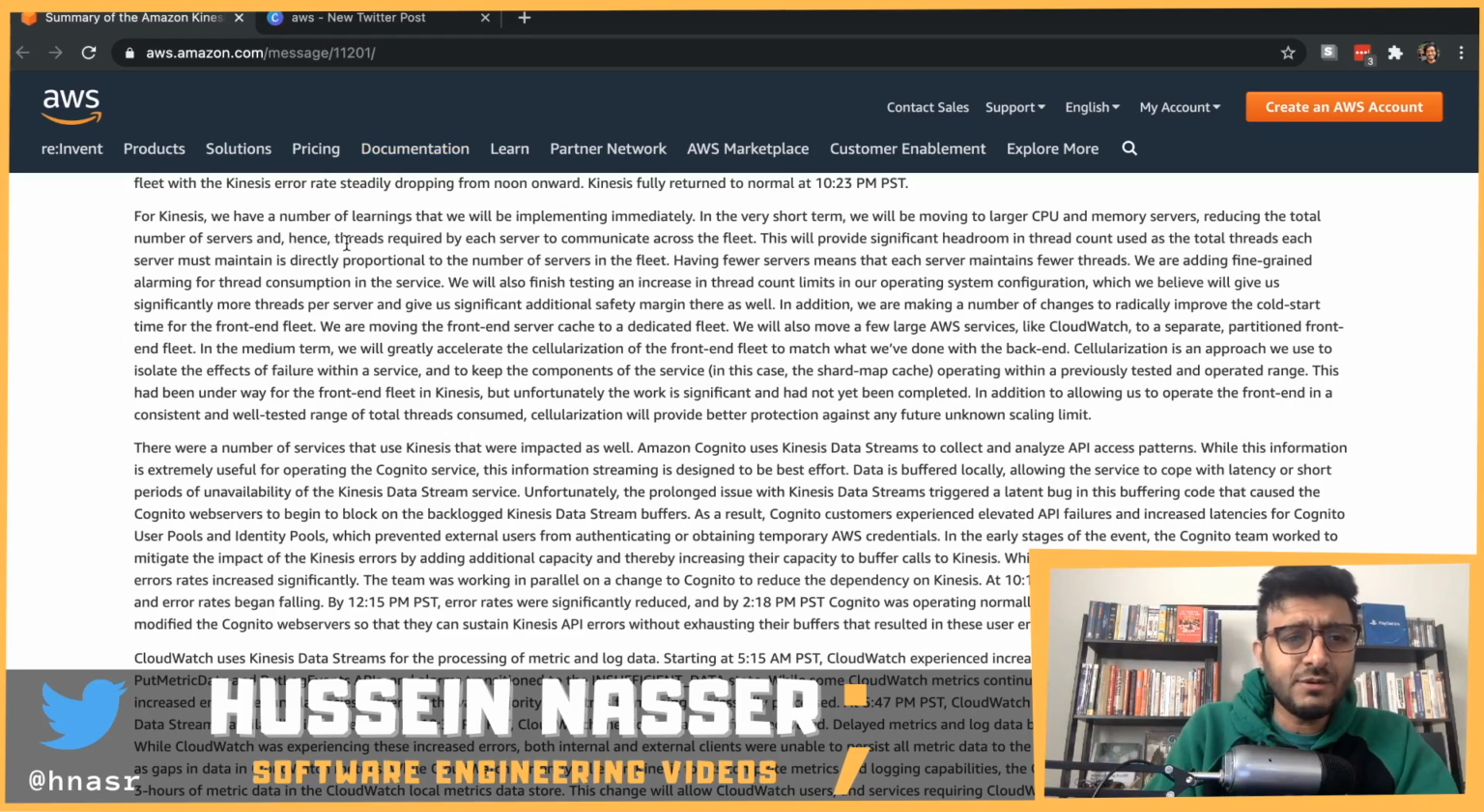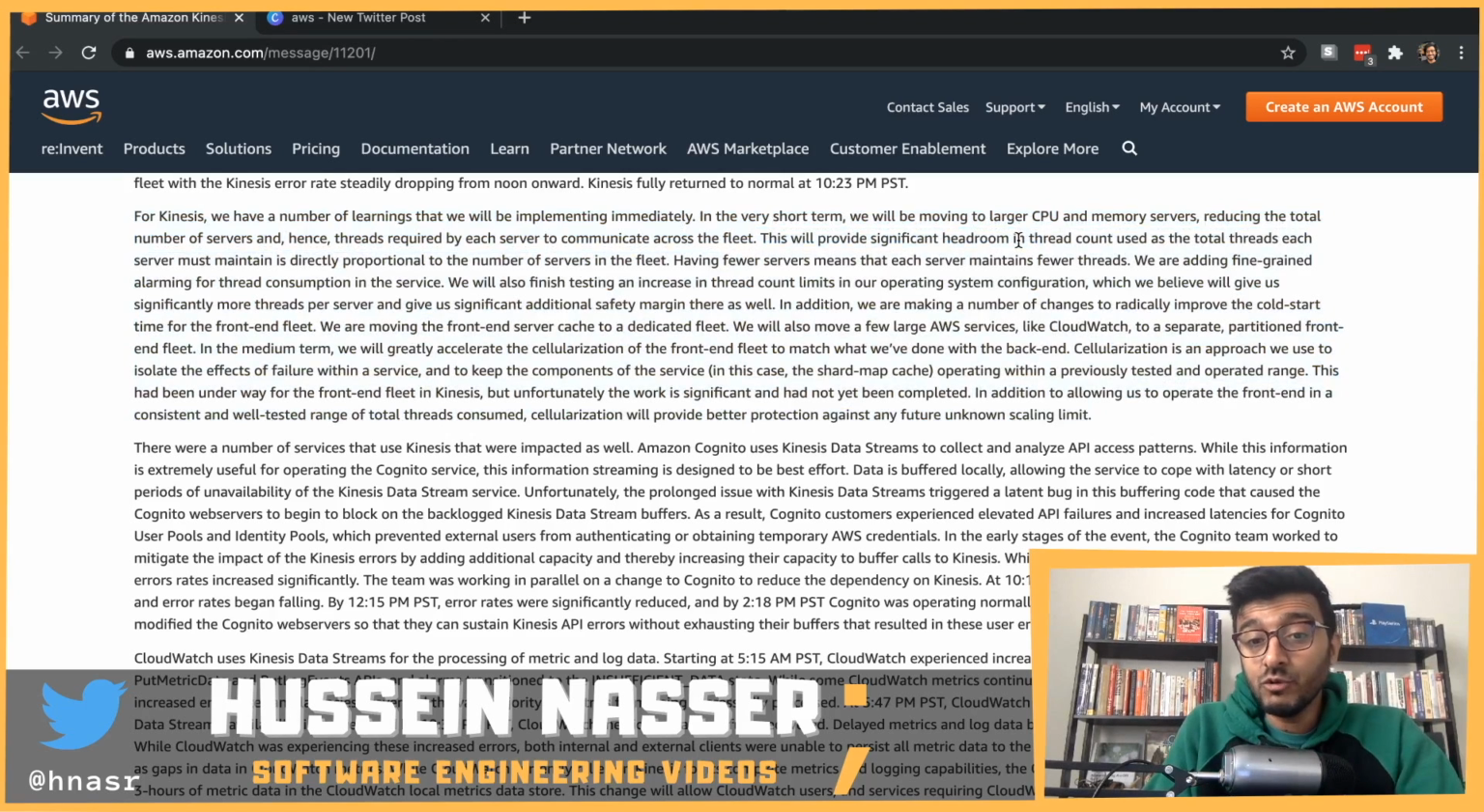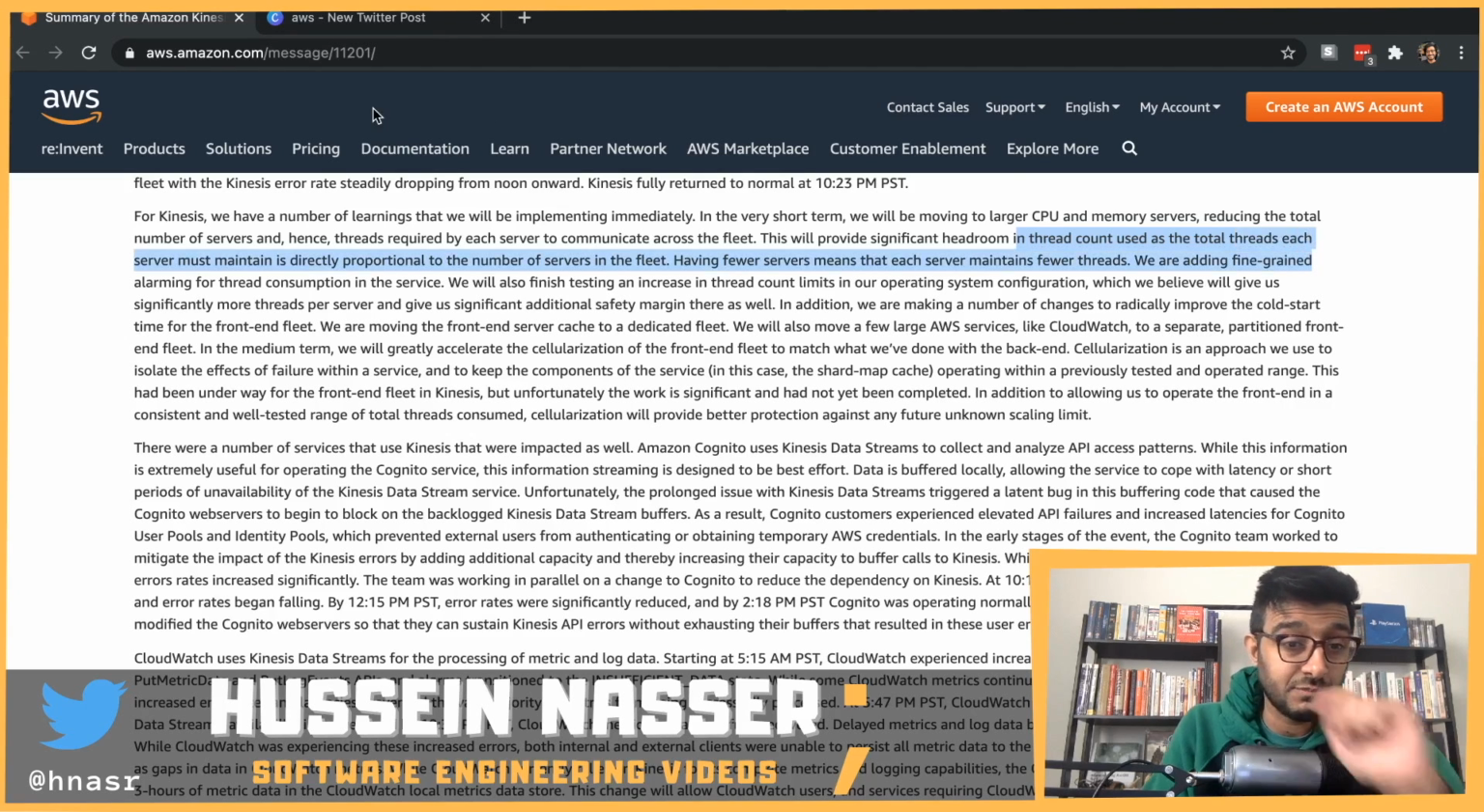But regardless, they say, okay, we'll just minimize the number of servers, make them vertically scalable instead of horizontally. Hence, the threads required by the server across the fleet will be minimal, essentially. Yeah, I don't know about this one. I think they have to revise their architecture, in my opinion. This will provide significant headroom in the thread count, as the total threads each server must maintain is directly proportional to the number of servers in the fleet.